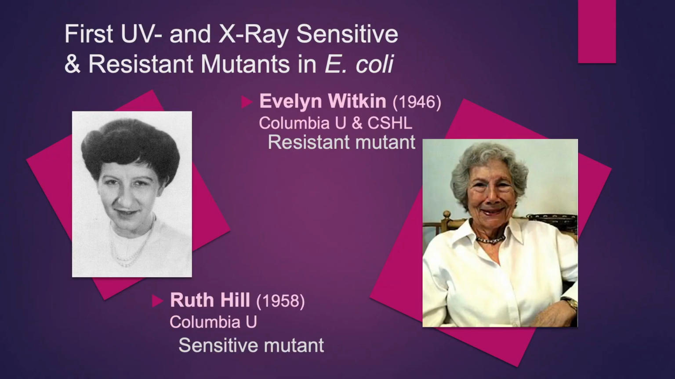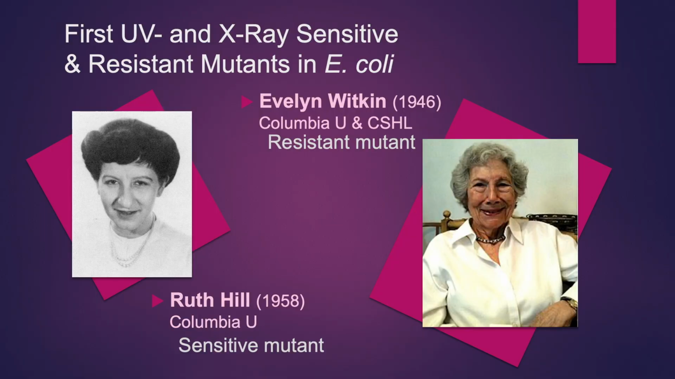So this also led to other developments that came right after the war. Now we go back to DNA repair. So Evelyn Witkin in 1946, while she was at Columbia University and at Cold Spring Harbor, published a paper identifying the first mutant in E. coli that was resistant to both UV and to X-rays, our first two mutagens. And a few years later, Ruth Hill, also at Columbia University, published the first paper identifying the first mutant in E. coli that was now sensitive to both UV and X-rays. And also, finally, you see some women coming onto the scene in our science.